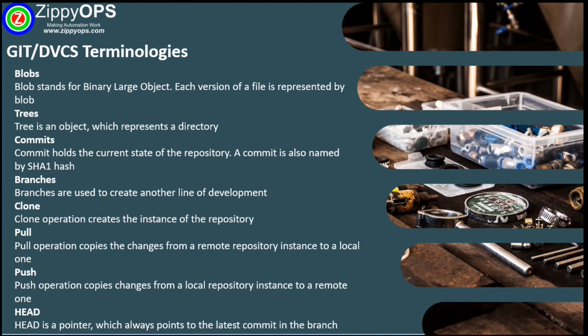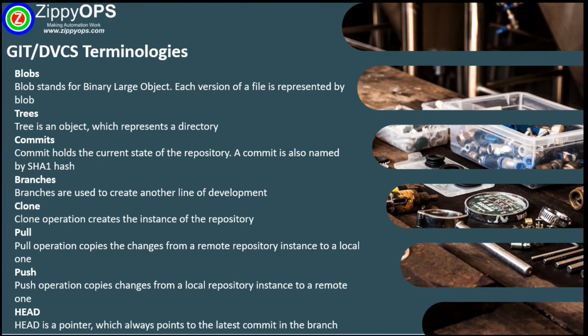And next, there is one more thing called the head. Head always refers to the latest commit of a particular branch. For every branch, there will be a separate head available. And I will show you how these files are available in the .git directory, so inside that you can see it. Head always refers to the latest commit of the particular branch.